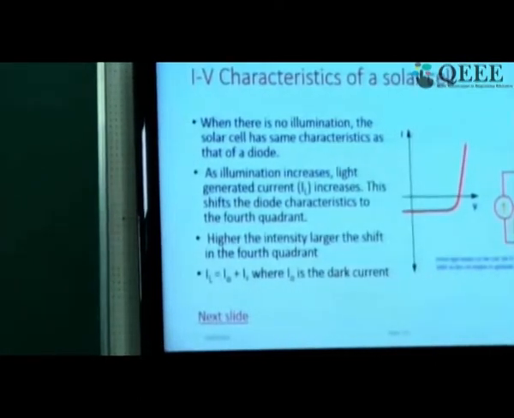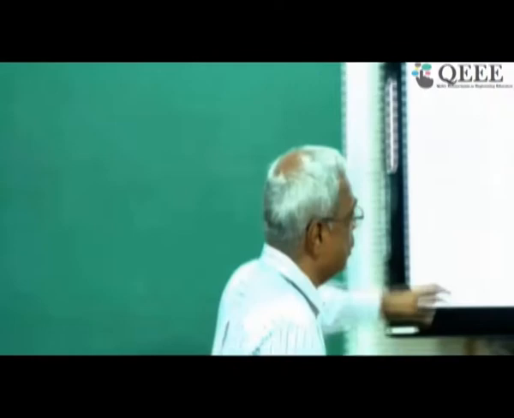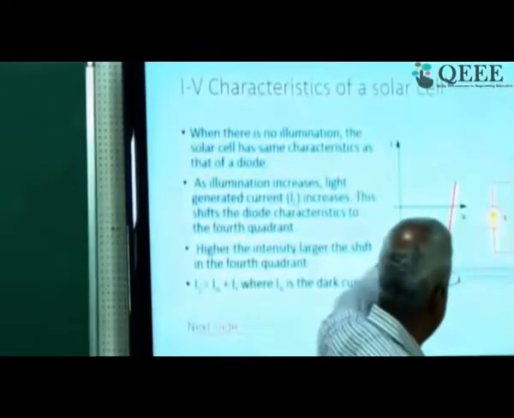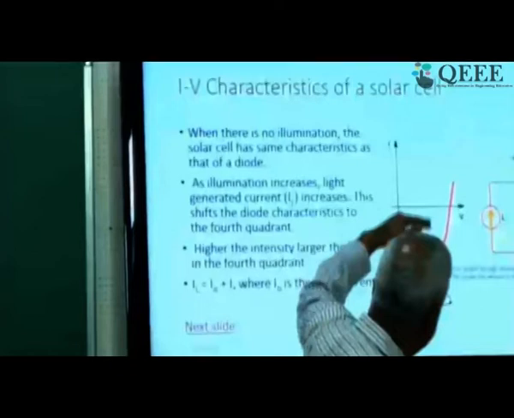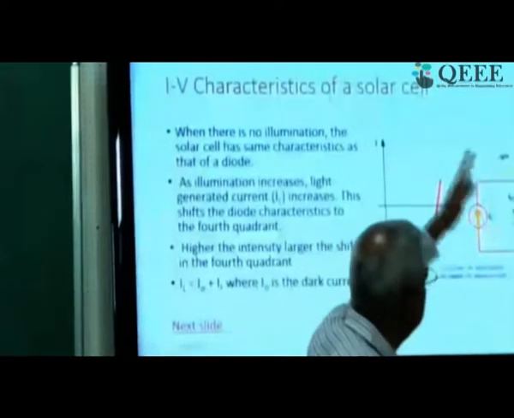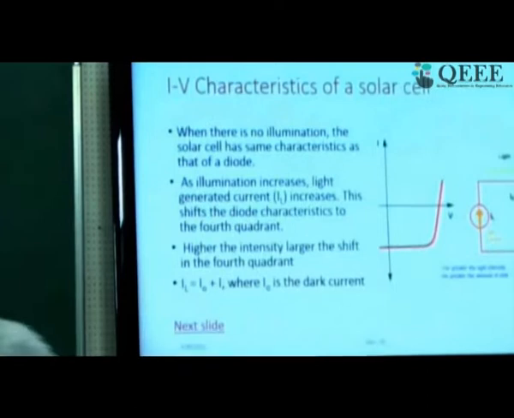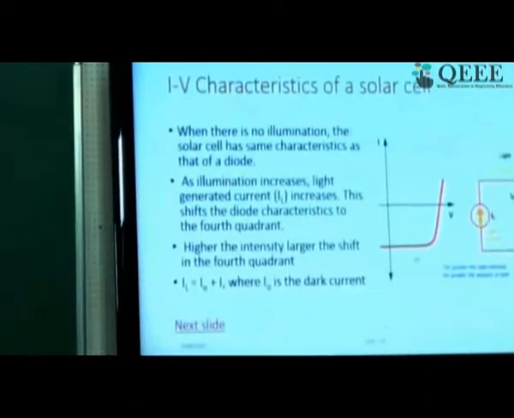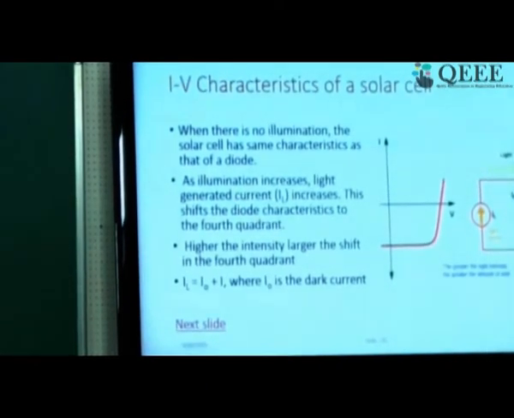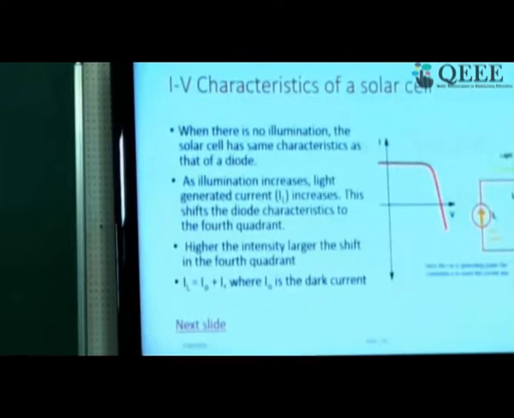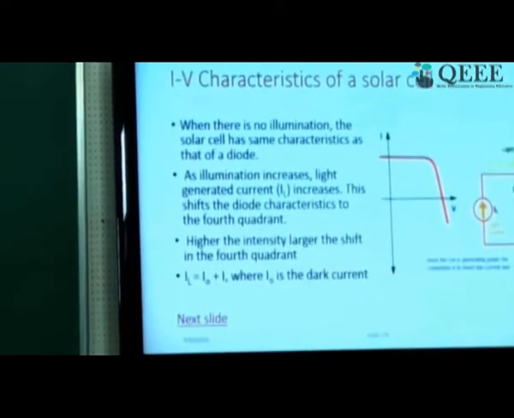Now let's add more light. If I add more light, you cannot see it probably because it's yellow. There is more current that flows, and the current goes more negative, and you get a current versus voltage curve like this. And finally, since I want to represent I versus V, I'll represent it in this manner. This is basically the IV characteristics of a solar cell.